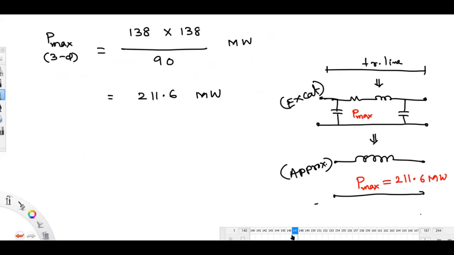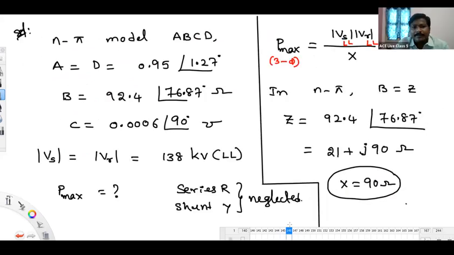Sir, I don't know why. Why we have taken? I have written it here, just read it. Because of neglecting series R and shunt admittance. That's it. Neglecting them means your network consists only of series reactance.